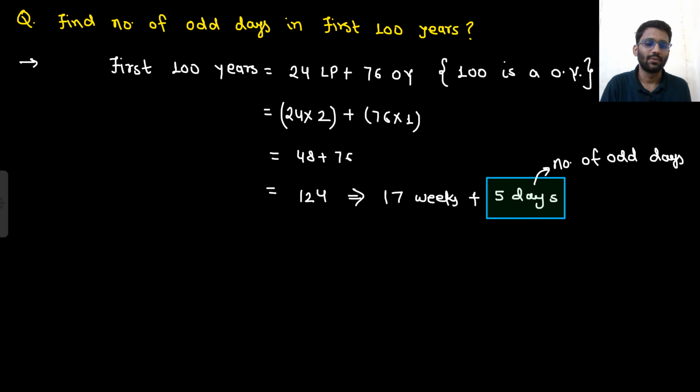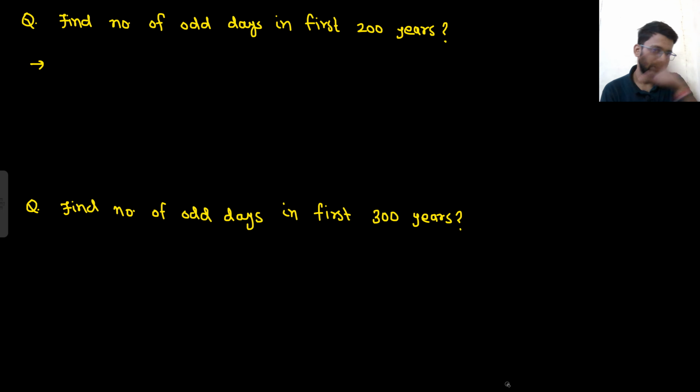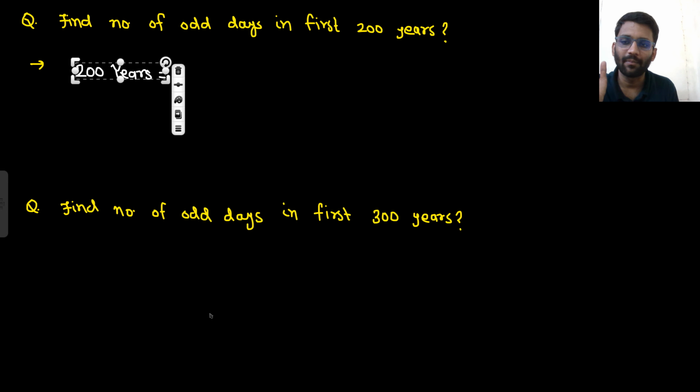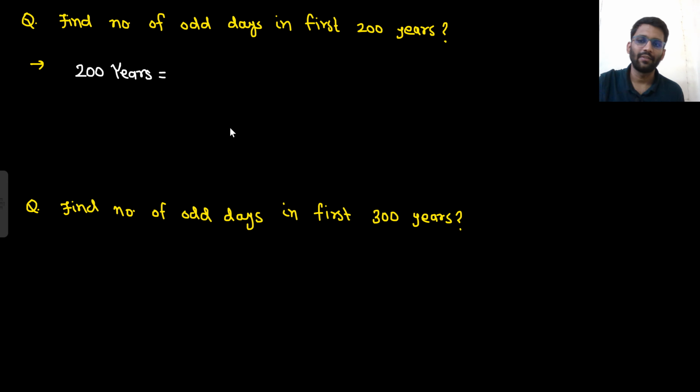So I am just building up your concept. Once you see the question that would be coming in your examination, you will realize why I am taking these questions. Just the concept is building up. Find the number of odd days in first 200 years. There could be two methods to solve it. First, let's solve by the method that we already know. In first 200 years, how many leap years would be there? Don't mess it up. Solve it on your own with your full concentration.